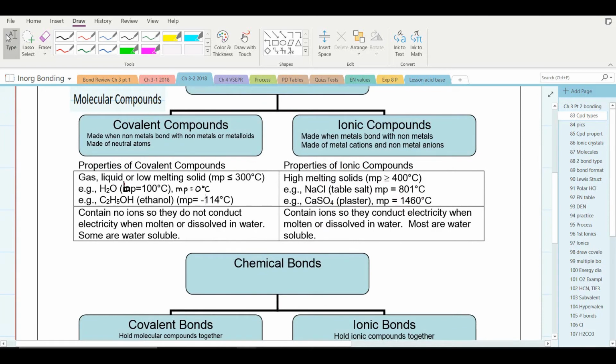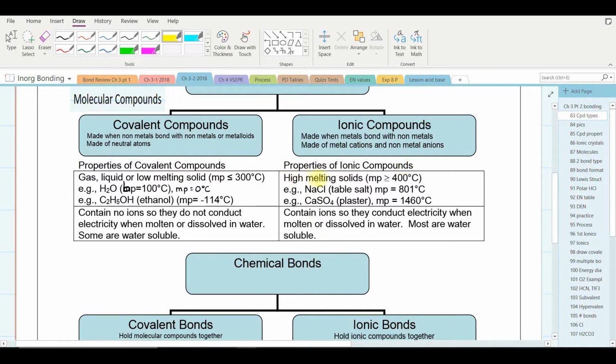Ionic compounds are made when metals bond with nonmetals, and they're made of metal cations and non-metal anions. By comparison, a covalent or molecular compound is made when a nonmetal bonds with another nonmetal or with metalloids, and they're made of neutral atoms. Look at the properties of ionic compounds.